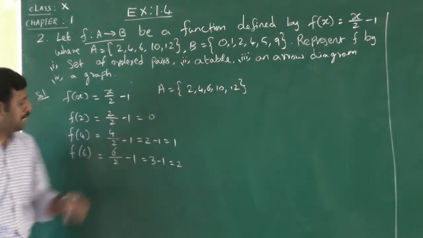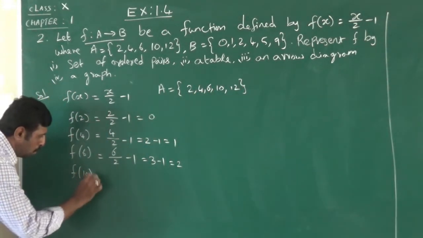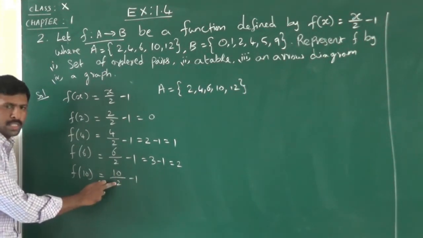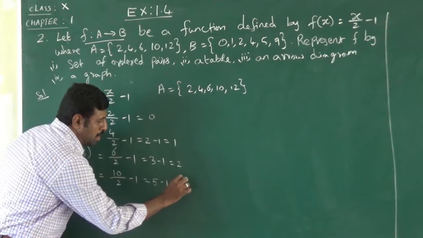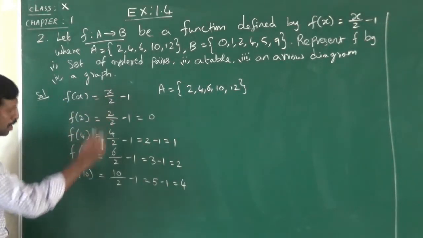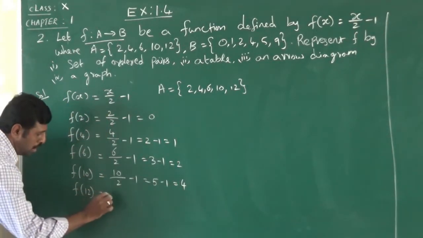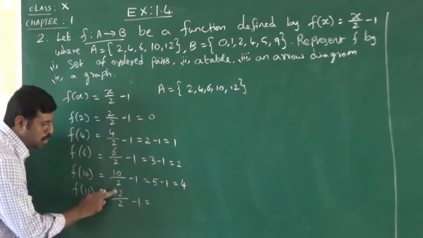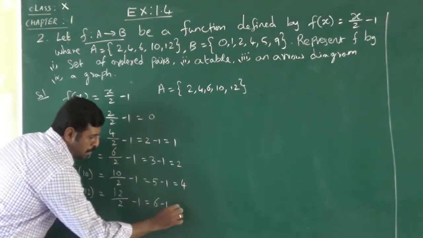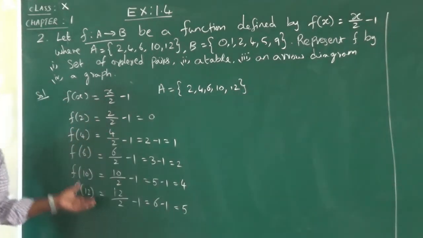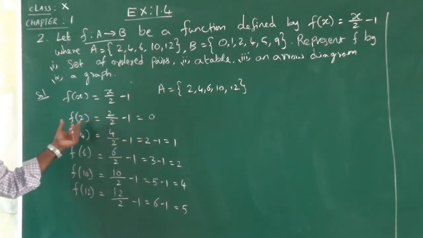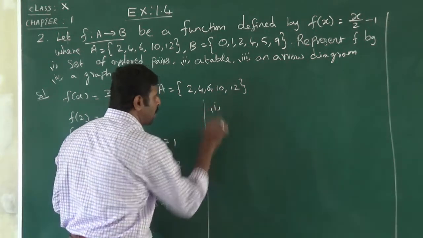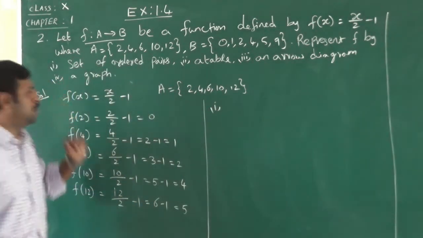Next we have element 10. f of 10 is equal to 10 divided by 2 minus 1. 10 divided by 2 is 5, 5 minus 1 is 4. The last element is f of 12: 12 divided by 2 minus 1, 12 divided by 2 is 6, 6 minus 1 is 5. Now we write these elements and their images as ordered pairs.